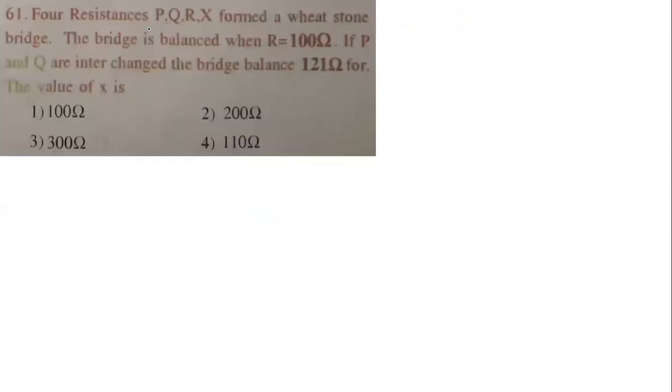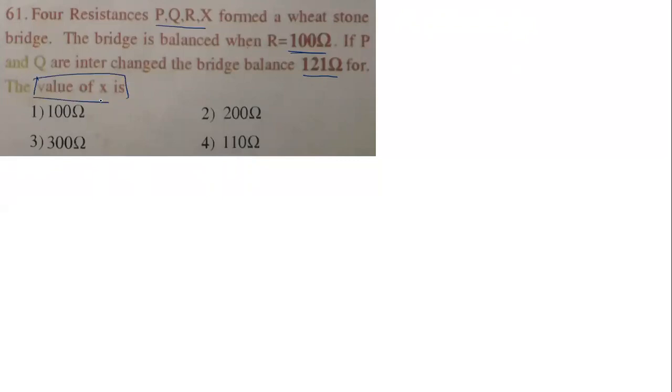For resistances P, Q, R, X they are given, forming a Wheatstone bridge. The bridge is balanced when R is 100 ohm. If P and Q are interchanged, we are going to interchange P and Q, the bridge is balanced for what now? 121 ohm. Now they are asking for the value of X.